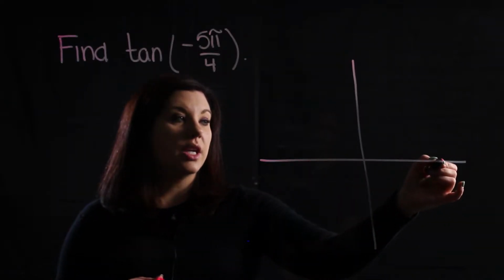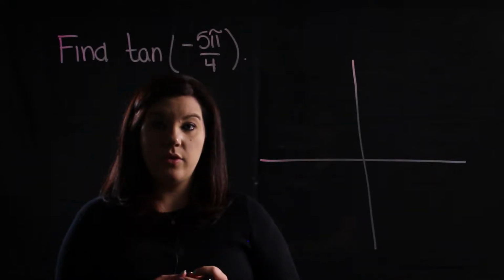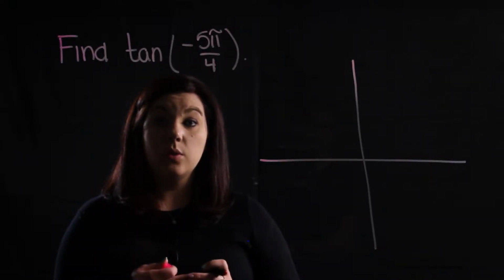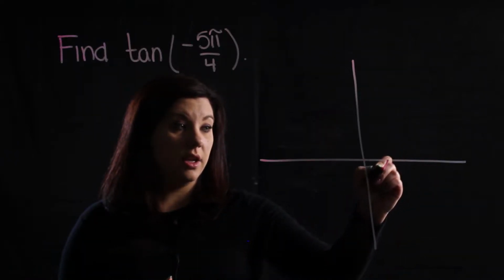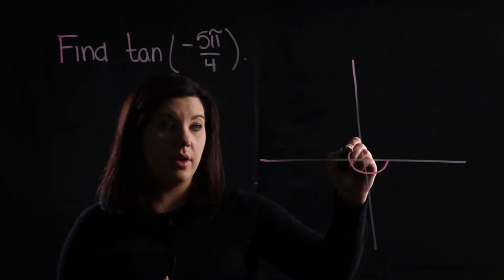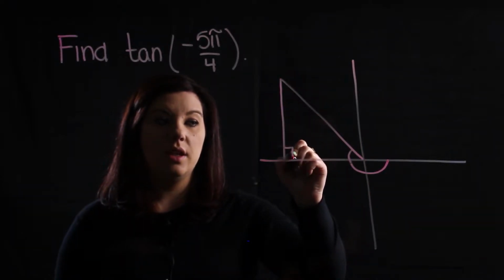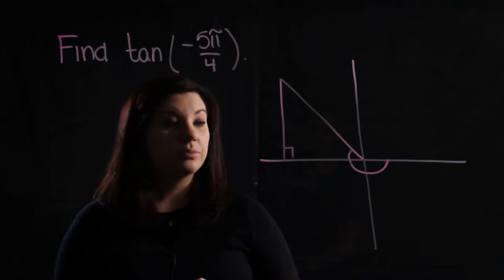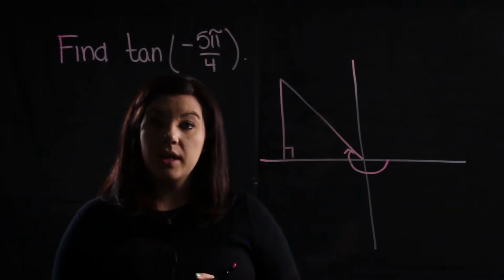So I'm starting here, I'm moving clockwise, and I'm thinking negative 5 pi over 4. 5 pi over 4 is 1 1/4 pi. So from here to here, that's pi. I need a fourth more, which puts me right here. We always make our triangles with the x-axis. So here's our angle. We have to figure out what that measures.